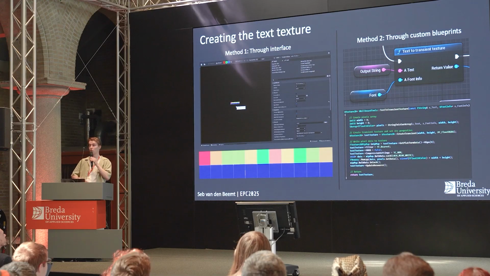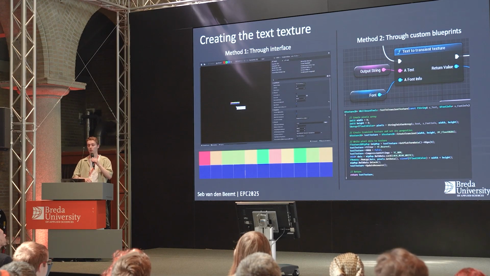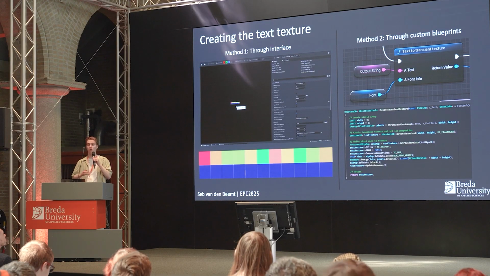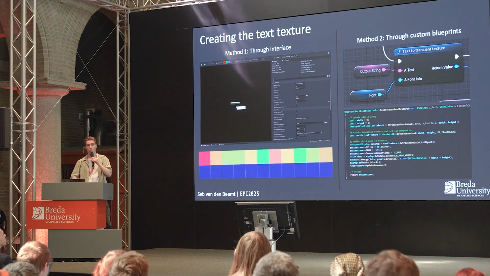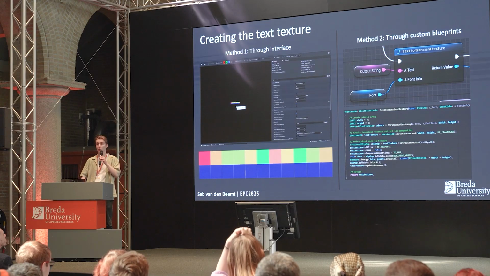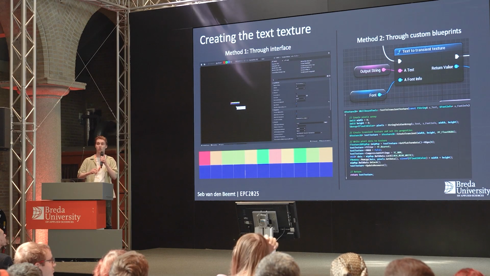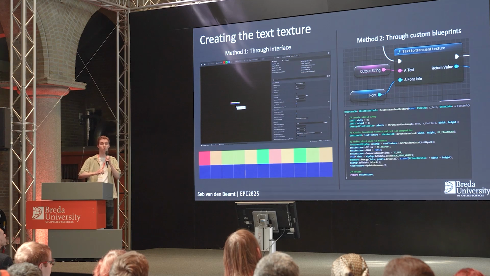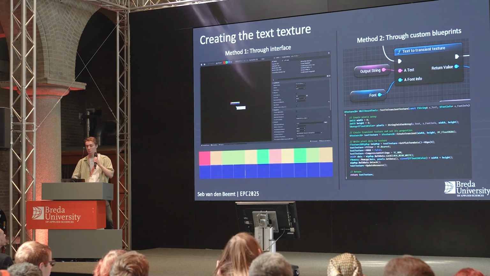So I created another version for this that exists in blueprint format. And this comes in the form of a custom node that I made in C++. Similarly to the other tool, you just need to feed it the text and the font you want to use it for, and it generates the texture for you. And this texture only exists in memory, so it's perfect for updating in runtime.